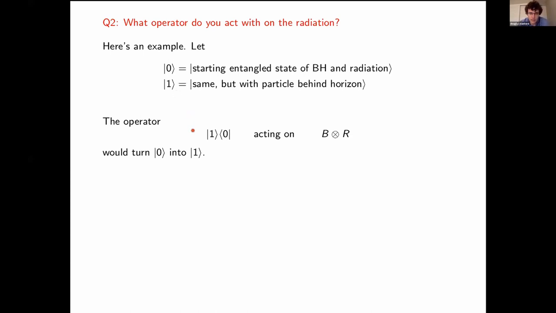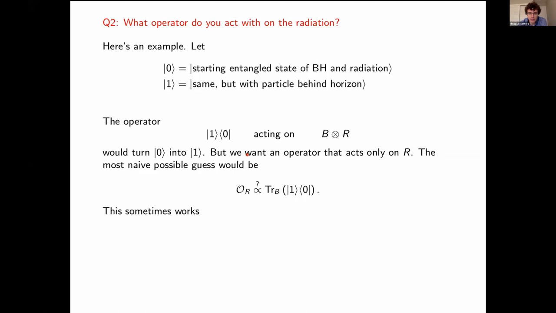And while it's obvious that this operator here would do the job, this operator is not allowed because it acts on the total state of the system. It acts on the tensor product of the black hole, B, and the radiation, R. And what we want is an operator that acts only on R, only on the radiation. So this one, while it would do the job if we were allowed to use it, is not allowed.